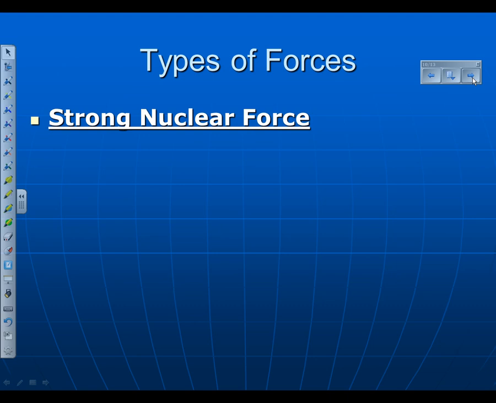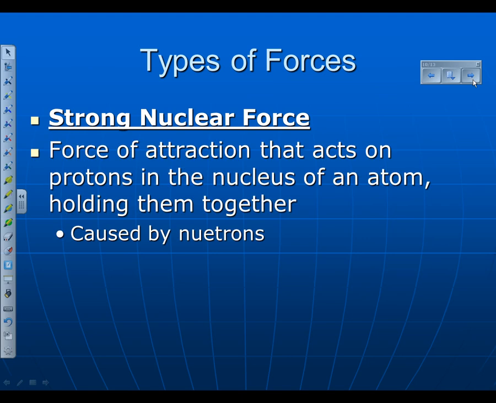No. Now, the wording that I have up here on the board is a little bit different than the wording in your outline. Because this morning when I was looking over my stuff before class, I realized that the way it was worded up here on the board wasn't good. So, the strong nuclear force is a force of attraction that acts on protons in the nucleus. It doesn't act on protons and neutrons. Neutrons don't need a force to hold them together. They don't repel or attract anything.